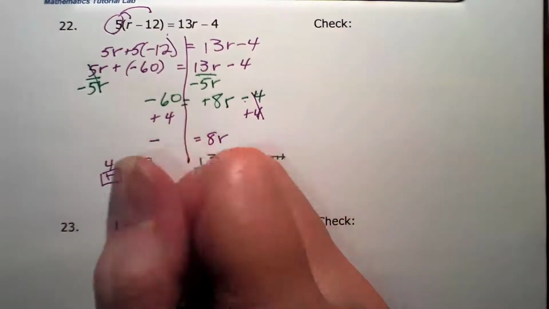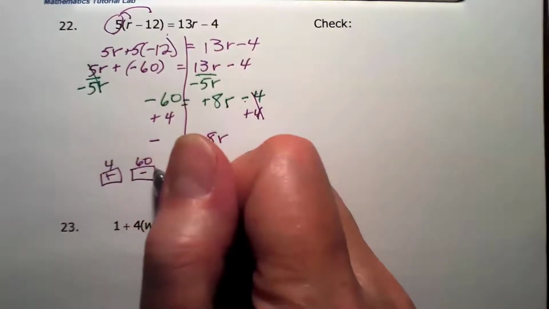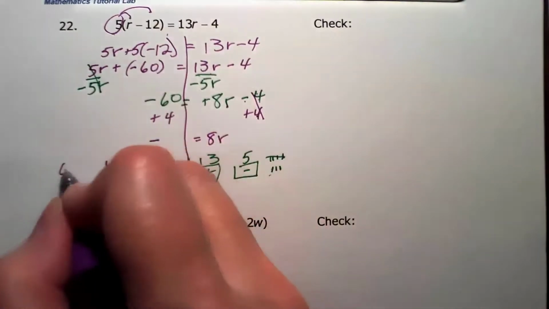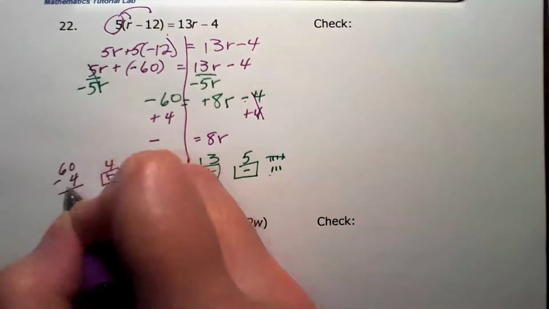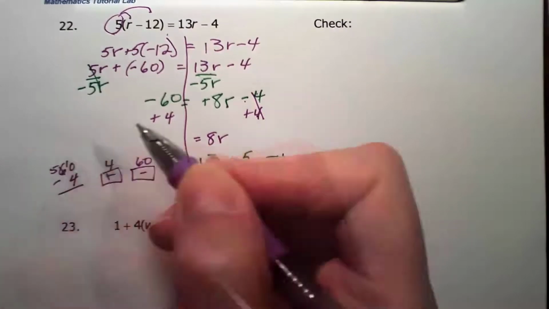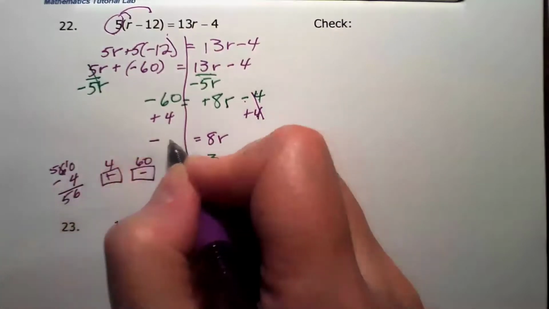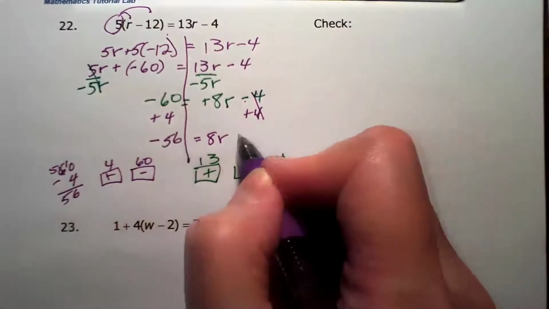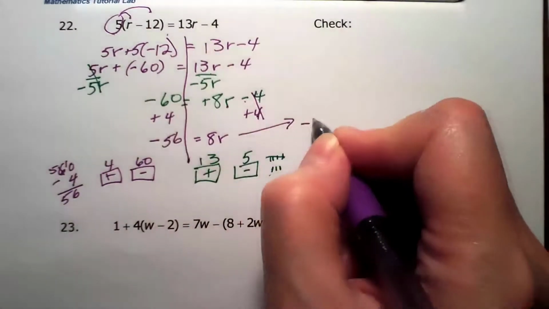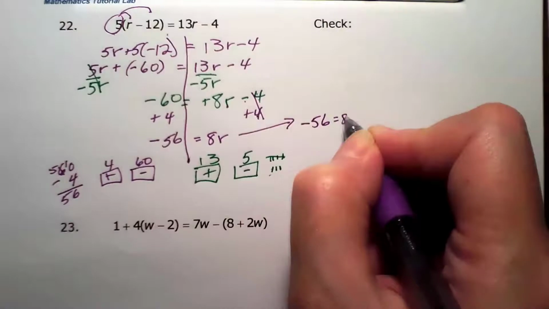There's more in this box than this box. How many more? Well, 60 minus 4, you're going to have to borrow. You can use a calculator. It's going to end up being 56. Let me recopy this. Negative 56 equals 8r.